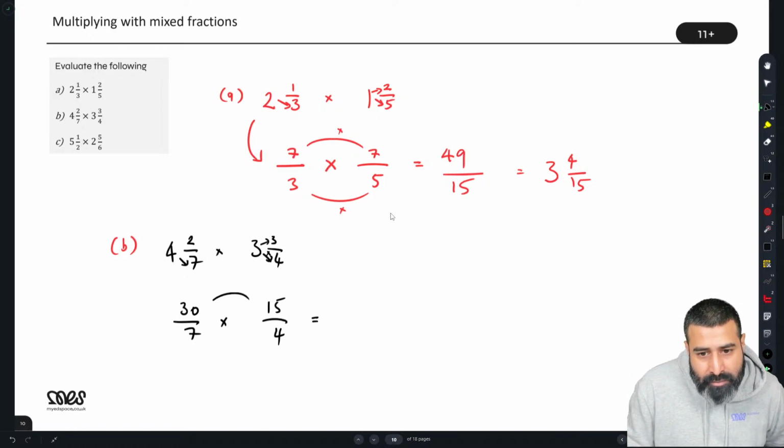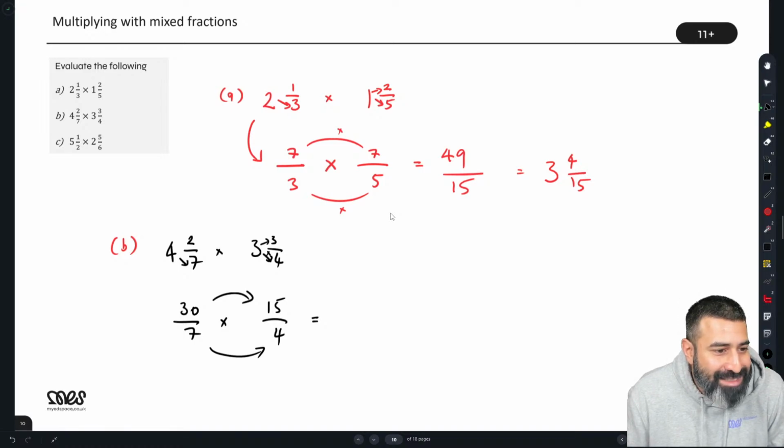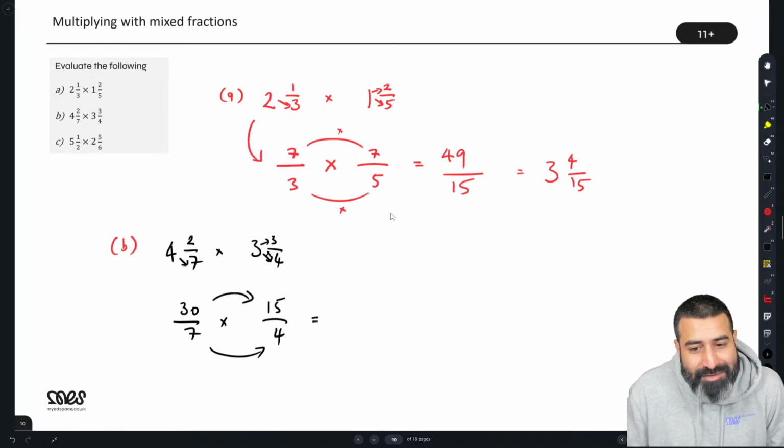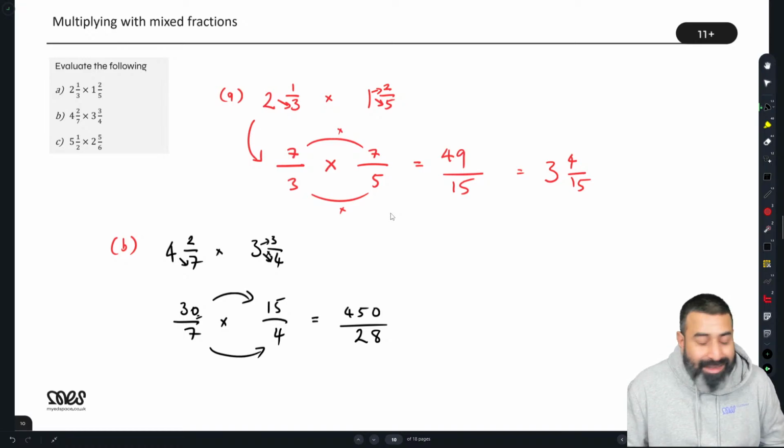Okay, so now 15 times 30. Okay, what does this give us? So 15 times 3 gives us 45, and we add on the 0. And then 7 over 4 is 28. Okay, we can leave it like that. I think it can be simplified further, but we'll leave it like that.